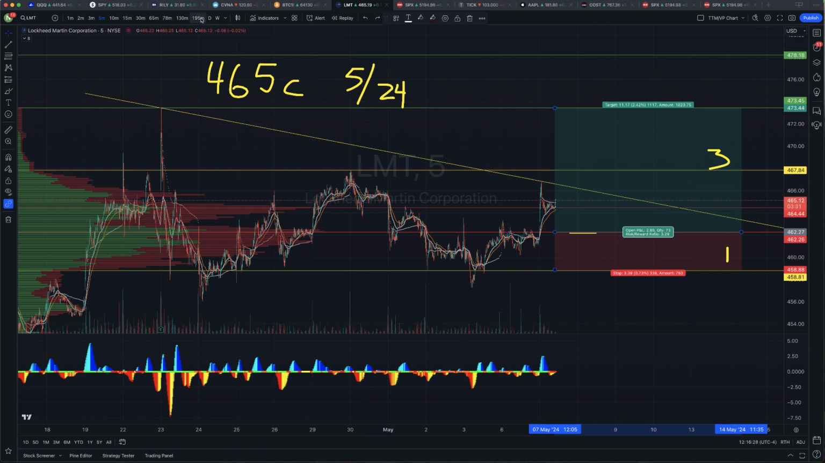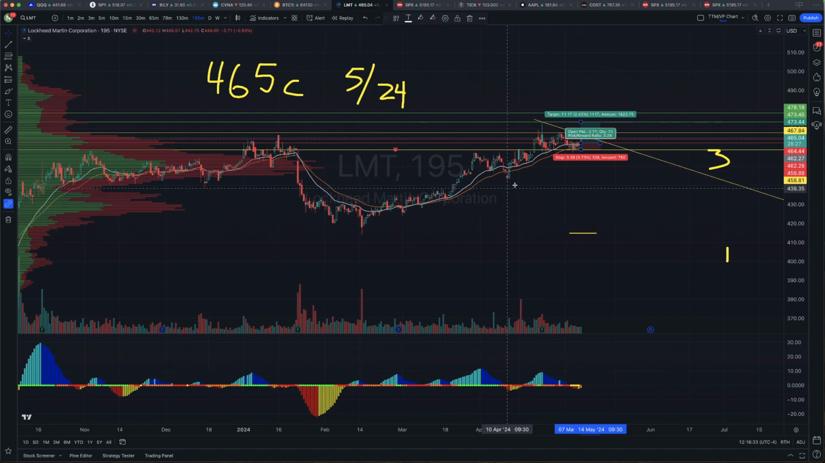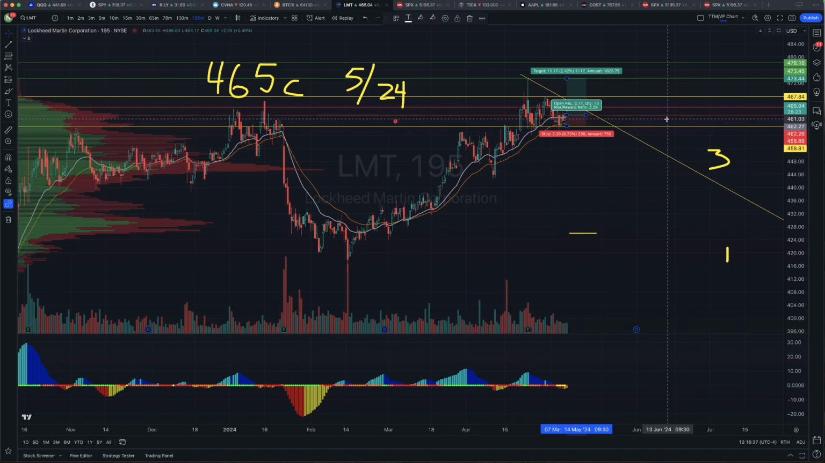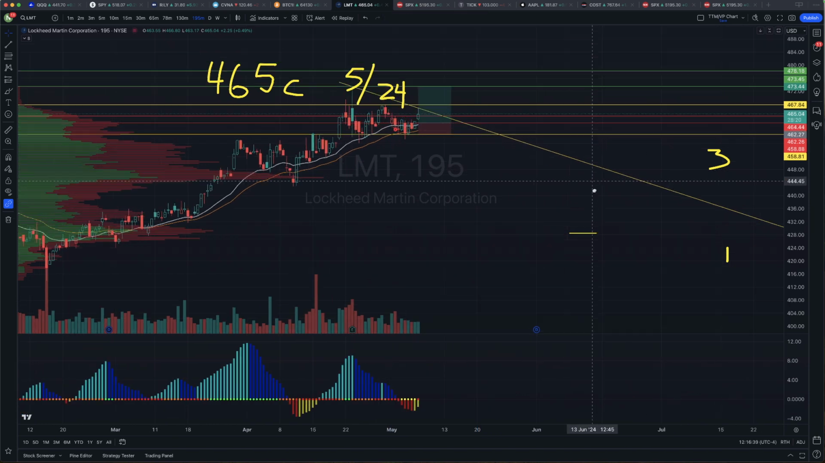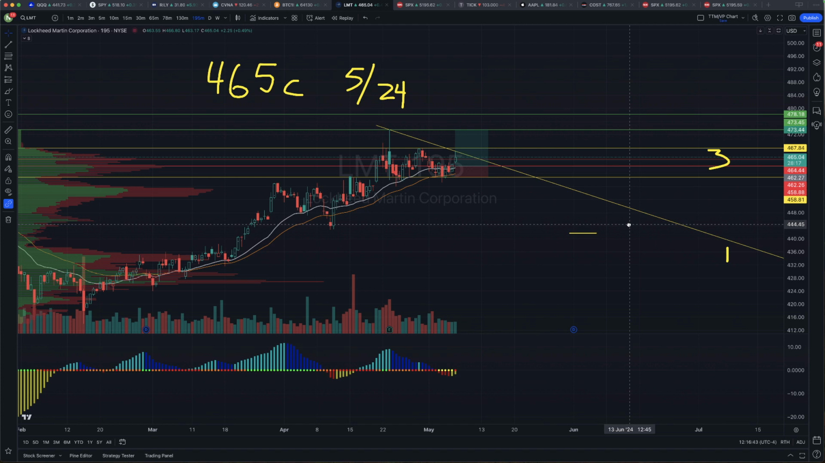Okay, so that's LMT on the 195. That's my trade plan. I'll be waiting for that level, and I'll be looking to pick up 465s May 24th. Okay, that's it for the LMT trade plan.